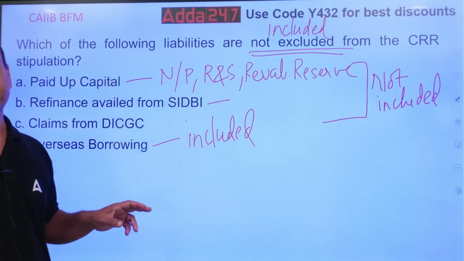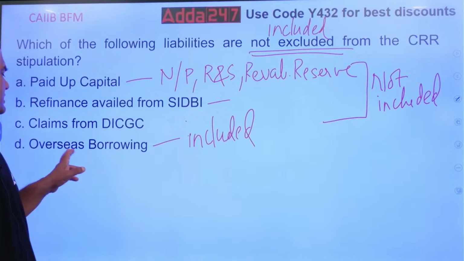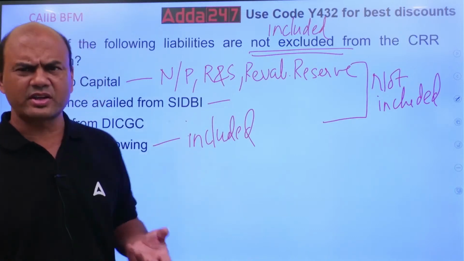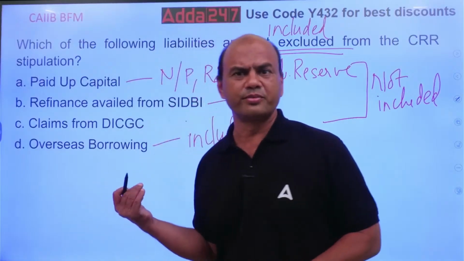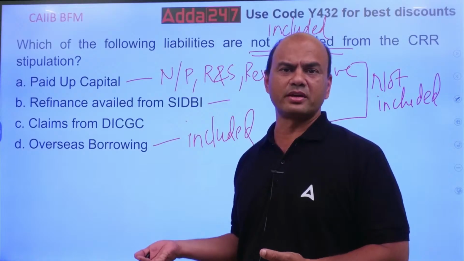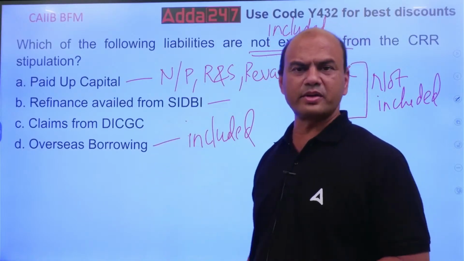But what is included? This overseas borrowing. Because this is a regular course of business. This is what you do. You get the loans from somebody and give the loans over here. What do you mean by this overseas borrowings?